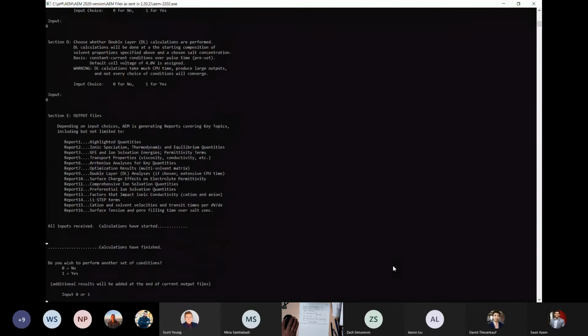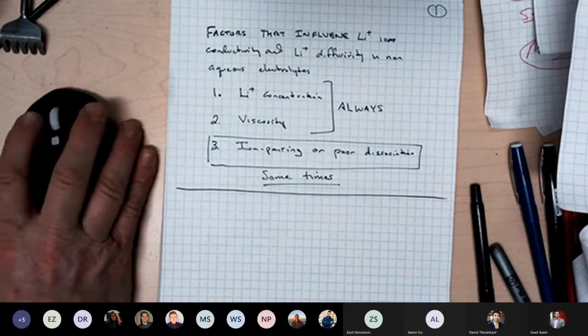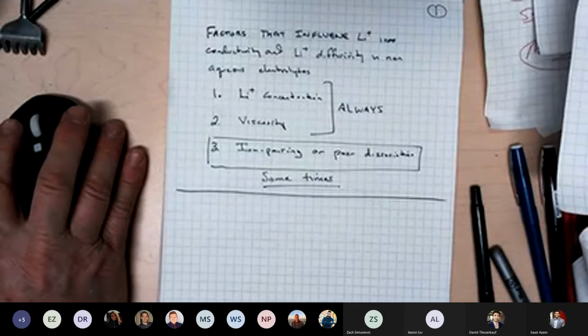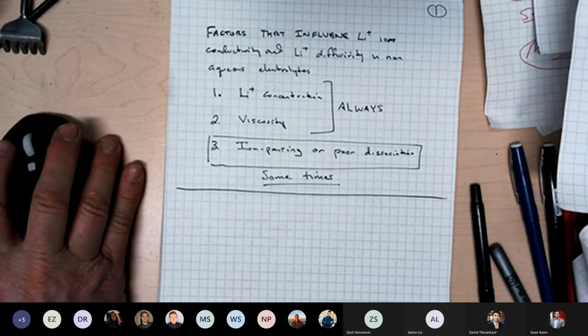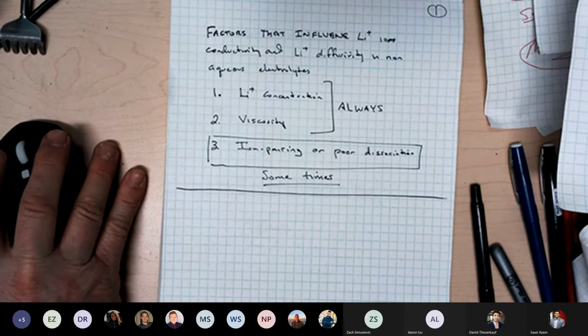And then it's starting to calculate. Then it finished already. So do you wish to perform another set of calculations? 0 for no. And then the program ends. So what do you guys see right now? Because I want to show you what some of the outputs look like. We lost your screen, by the way. Okay, that's good. That's what was supposed to happen.